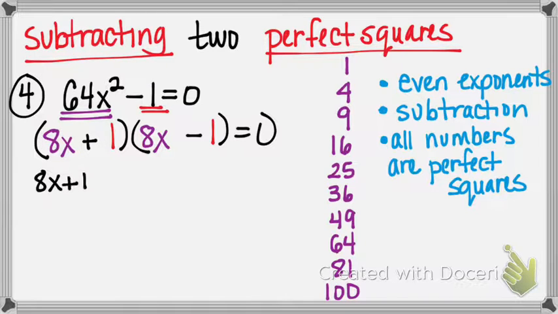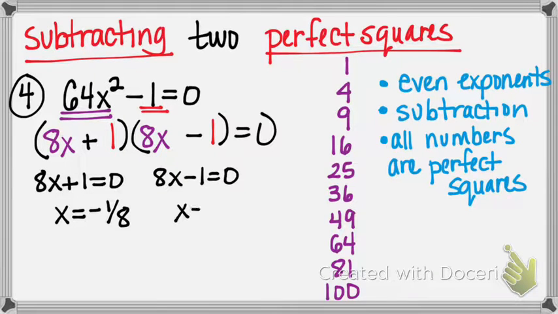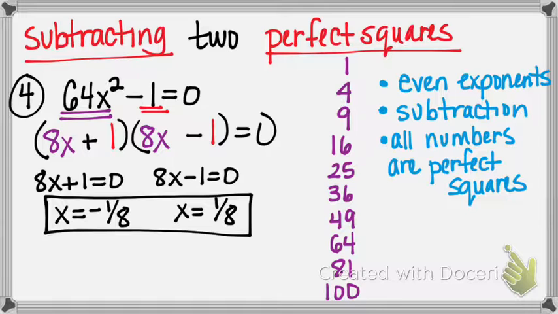So we have 8x plus 1 equals 0, 8x minus 1 equals 0. So for your first one, you're going to subtract the 1 and then divide by 8, which gives you negative 1/8. The second equation, you're going to add the 1 and divide by 8. So these would be your two solutions.